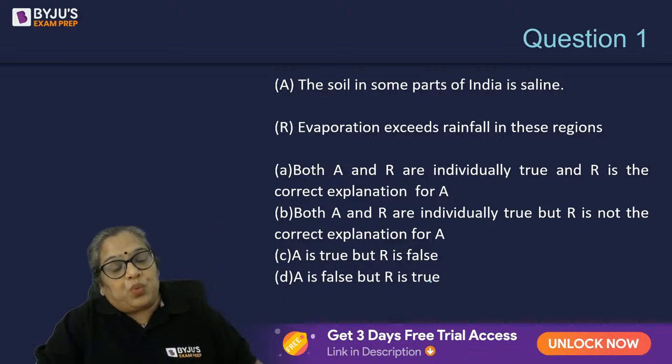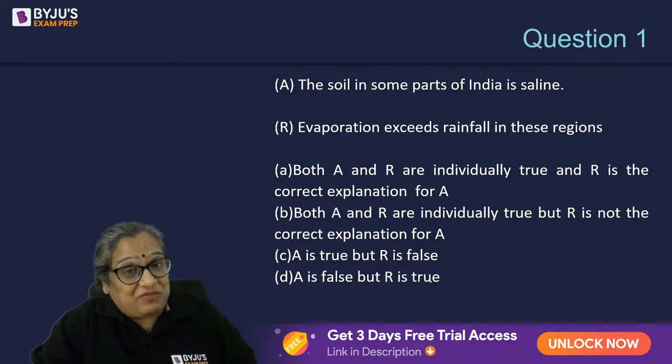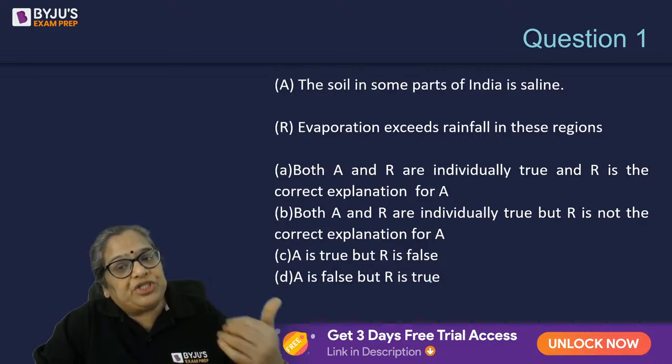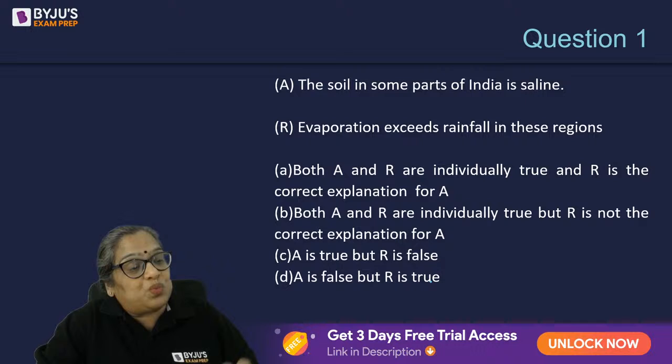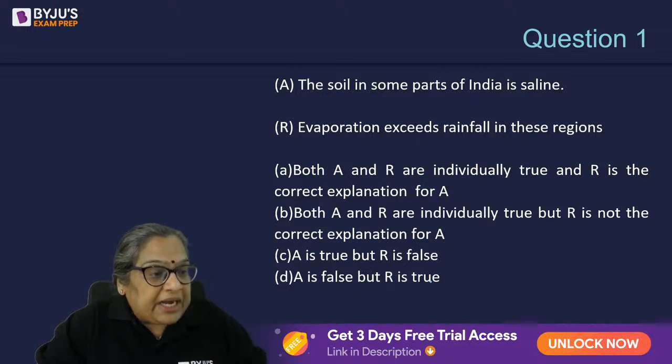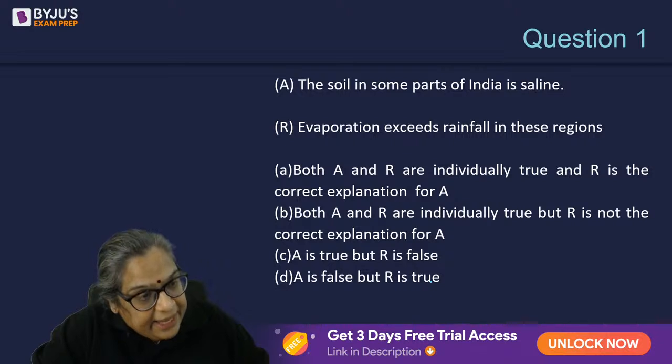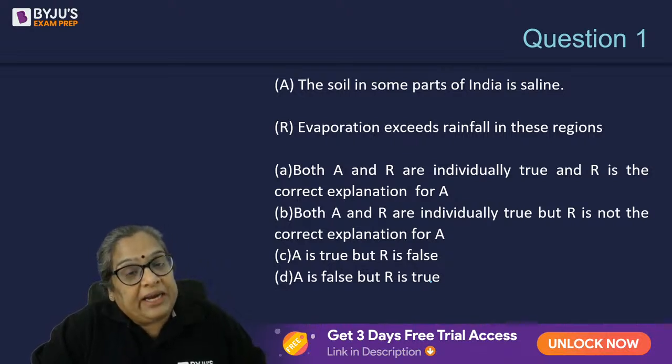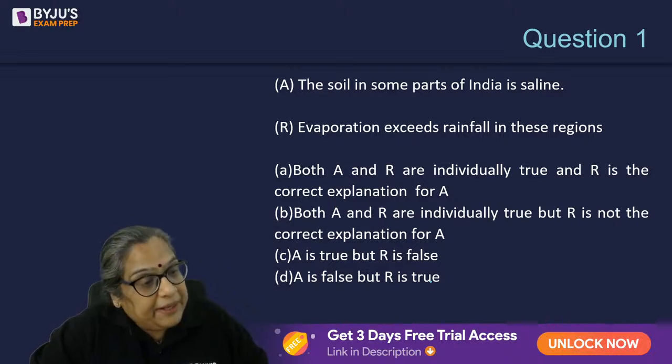The rate at which water evaporates from the ground in these areas, these are hot areas, not too much rainfall. They get rainfall, but the rainfall is not enough. So evaporation is more than the rainfall, which is why the soil is salty or saline. Do you think both are correct? And do you think R gives the explanation of A? Then mark A. Otherwise, if both are correct, but R is not explaining the salinity of the soil in some regions, then mark B.